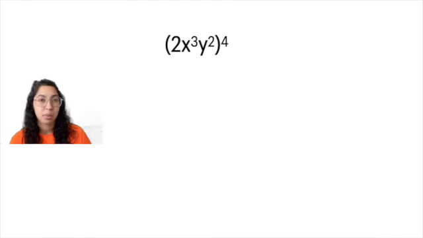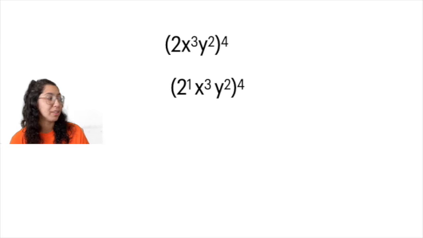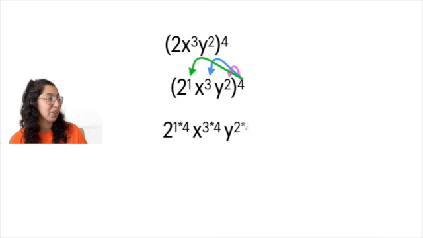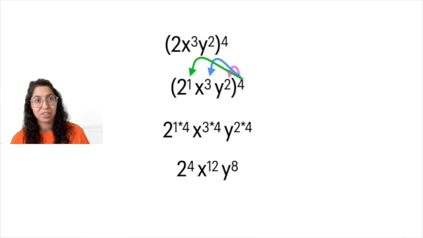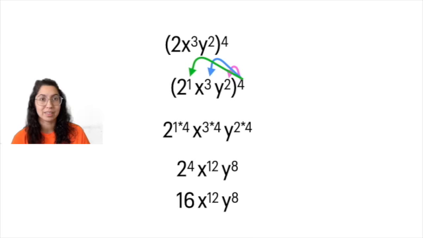So let's look at the same problem. Remember, invisible ones, that 2 has an exponent of 1. So we're going to distribute this 4 to all of our exponents, like so. So 2 to the power of 1 times 4, x to the power of 3 times 4, y to the power of 2 times 4. So that gives us 2 to the 4th, x to the 12th, y to the 8th. And we can simplify further. 2 to the 4th power is actually just 16. So 16x^12 y^8. So it does work. And that's really all we're going to do with that. I think it's pretty self-explanatory.